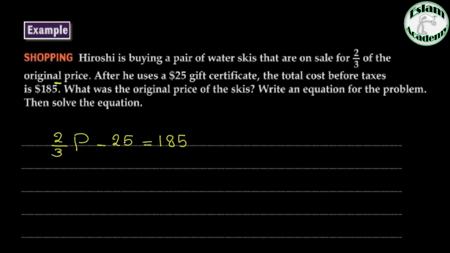Now we wrote the equation, we need to solve it. So the first operation that we have is minus 25. So we will add, by adding 25. So 2 over 3 P equals 185 plus 25.